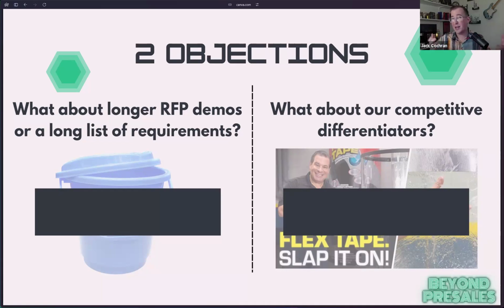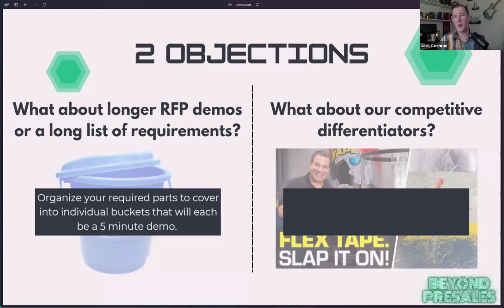When you're building your demo, you need to not think about going from one thing to the other. Instead, what are the 7 buckets, based on what I know, that I should pre-build and be ready to go and ready to talk about? And where am I going to start? And what am I going to lead to if they don't provide me any guidance, right? Order your buckets, but don't be afraid of moving that around. So organize your required parts to cover the individual buckets that will each be a 5-minute demo.